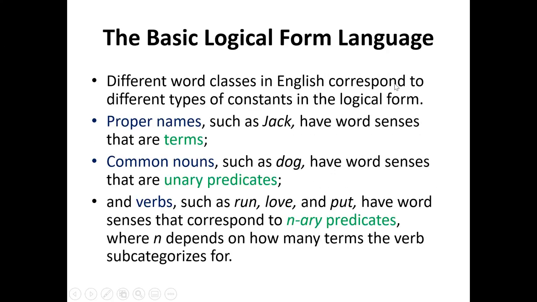Different word classes in English correspond to different types of constants, as I said earlier. Proper names such as Jack have word senses that are called terms, and common nouns such as dog have word senses that are unary predicates. Even verbs such as run, love and put can be predicates with more than two arguments, so we call them n-ary predicates, where n depends on how many terms the verb subcategorizes for.